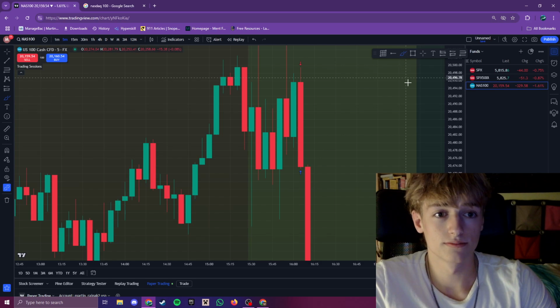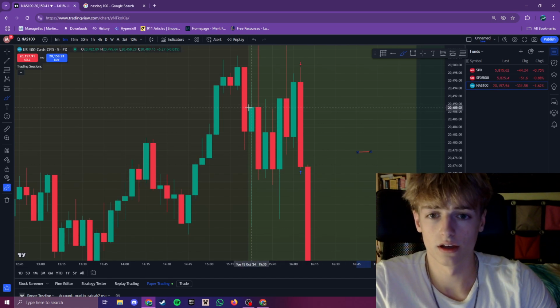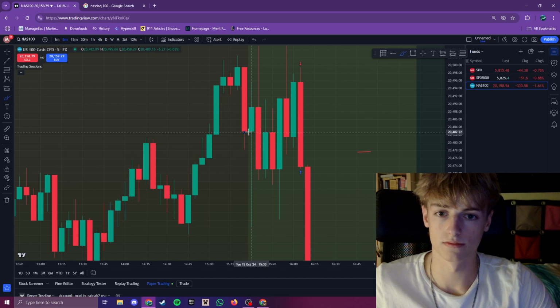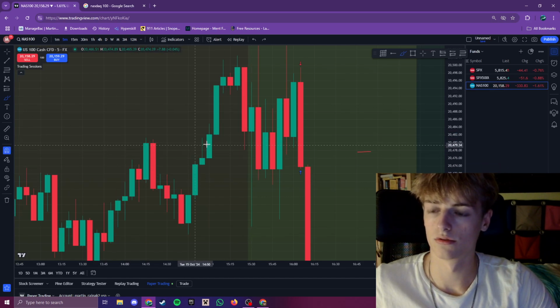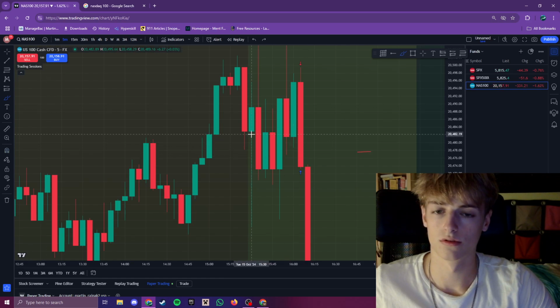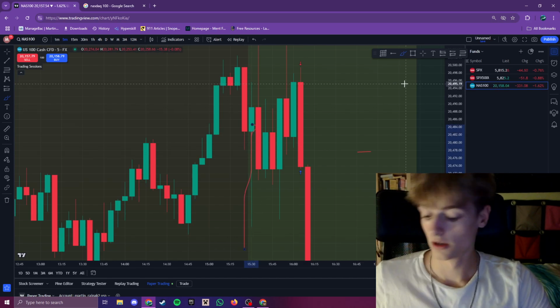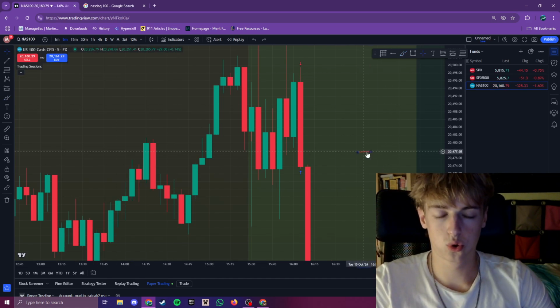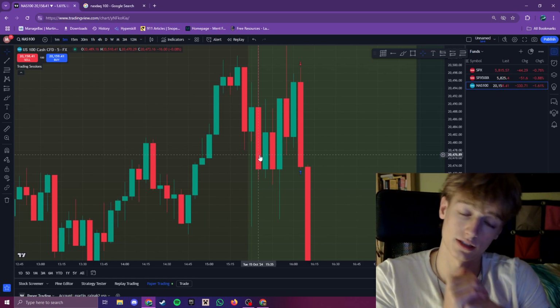At one point, we had a candle that was red like this. I can't draw it. We had a candle that was red like this. Okay, it was completely red. Bro, I'm actually gonna crash out. We had a candle that was red like that. Okay, this is getting boring.